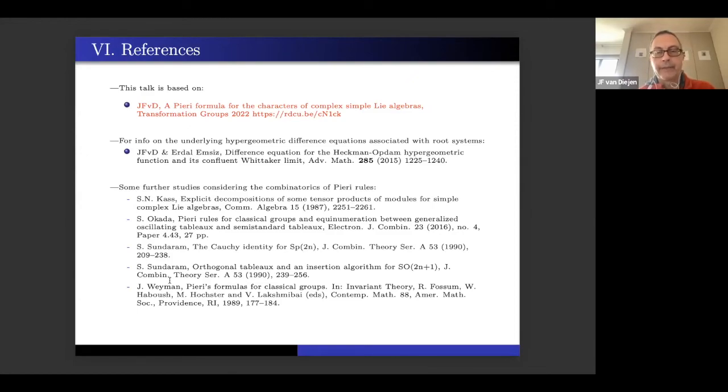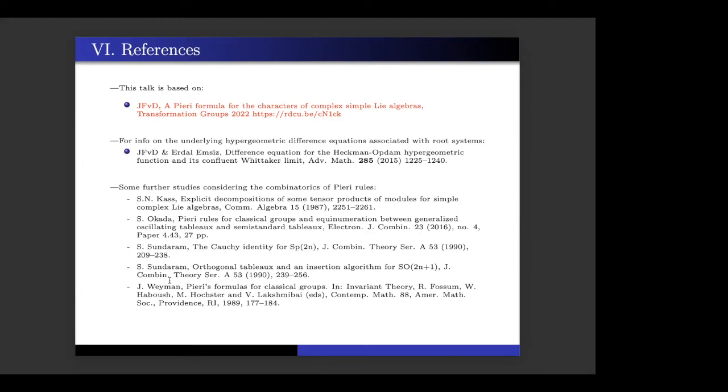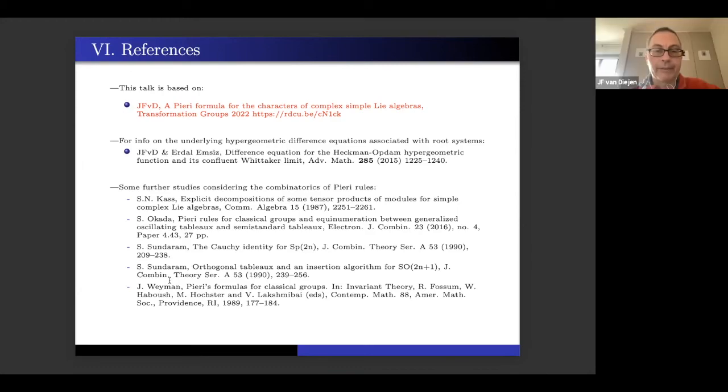But the difference with the formulas here is that the formulas in those papers are combinatorial, in the sense that in order to compute the multiplicity, you have to count semi-standard tableaux or variations of semi-standard tableaux. So it doesn't really give you a short answer. It gives you an algorithm to compute the multiplicities.